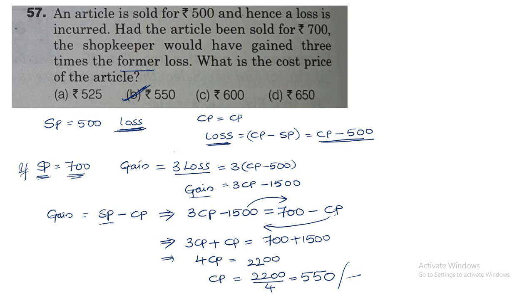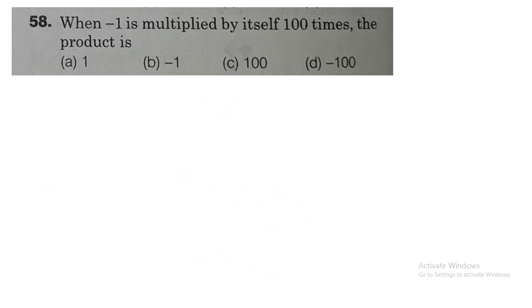Okay. Next, moving on to one more question. When minus 1 is multiplied by itself 100 times, so minus 1 into minus 1 into minus 1 and so on, minus 1 totally 100 times, then what is the answer? Simply remember, when you take minus 1 and multiply it only one time, you are going to get minus 1. When you multiply minus 1 with minus 1, that means 2 times, you are going to get plus 1. The same way, when you multiply it 3 times, you are going to get minus 1.